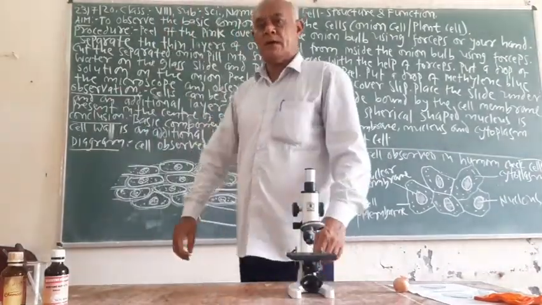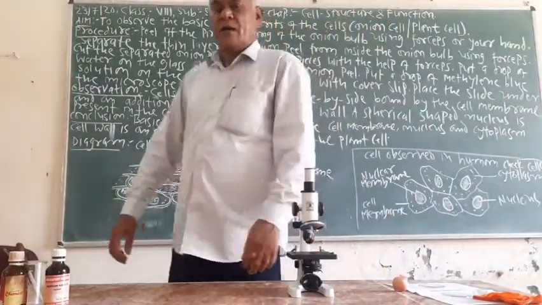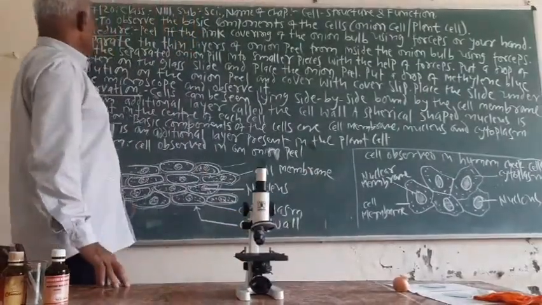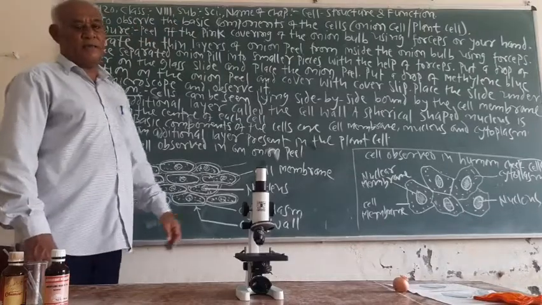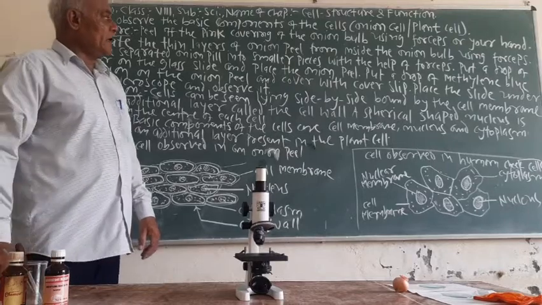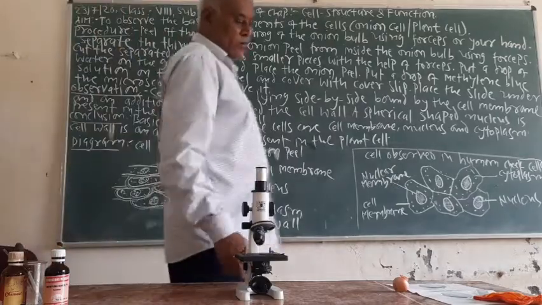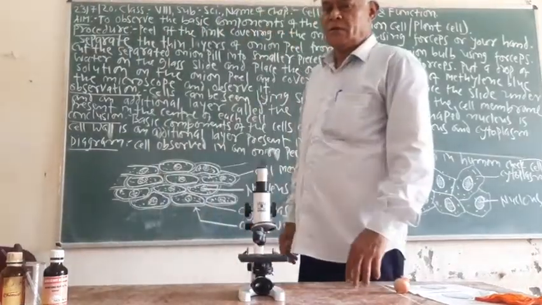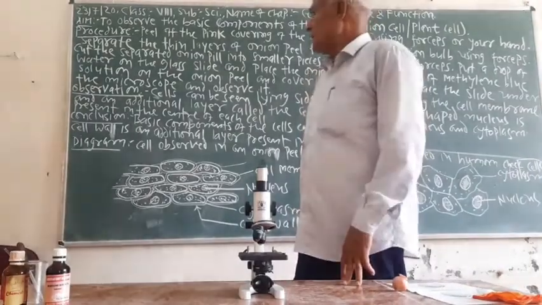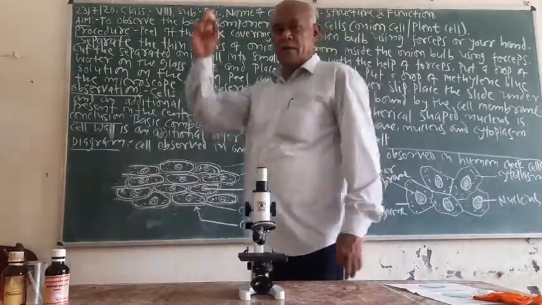Now if we want to observe the plant cell or onion cell under this compound microscope, then the aim is to observe the basic components of the cells in the onion cell, that is, the plant cell. So, what is the procedure for the observation of plant cell or onion cell under the microscope? First we require an onion.